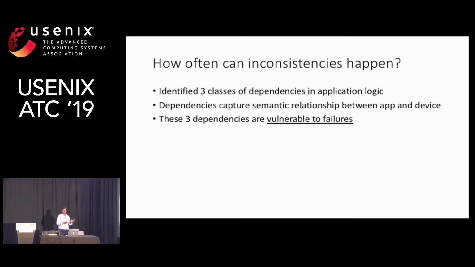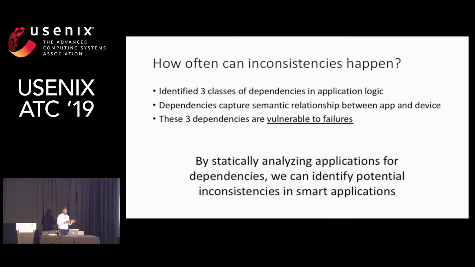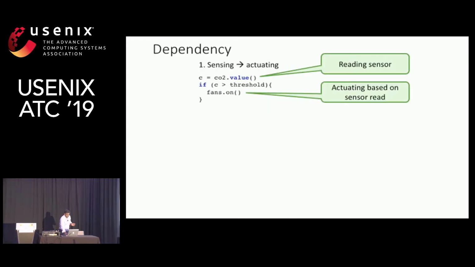That means if they are broken, it might violate the application semantics. By statically analyzing the code for these dependencies, we could identify potential inconsistencies in the smart home applications and thereby find out the undesirable consequences due to these inconsistencies. Let me get into the details of different kinds of dependencies.